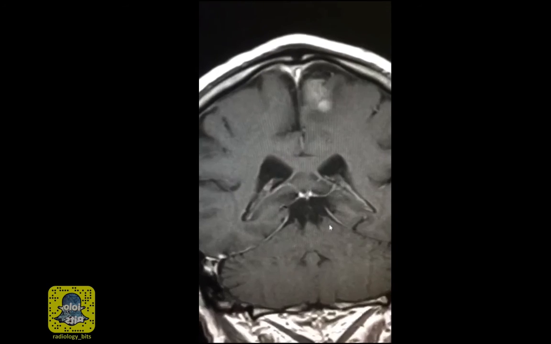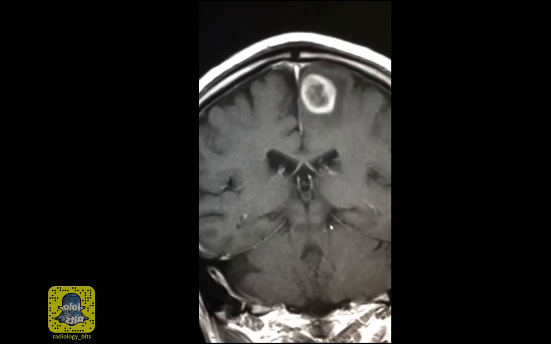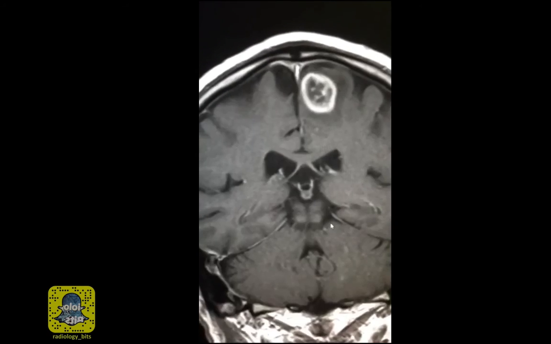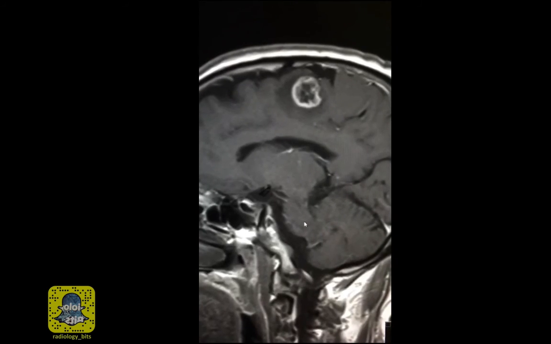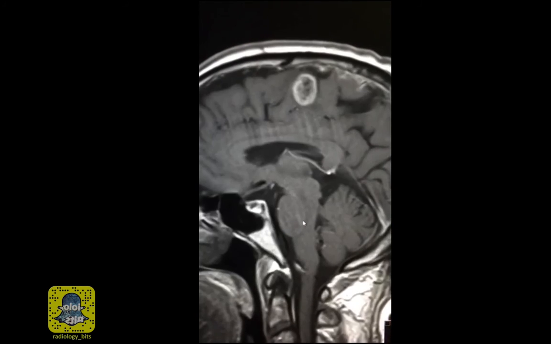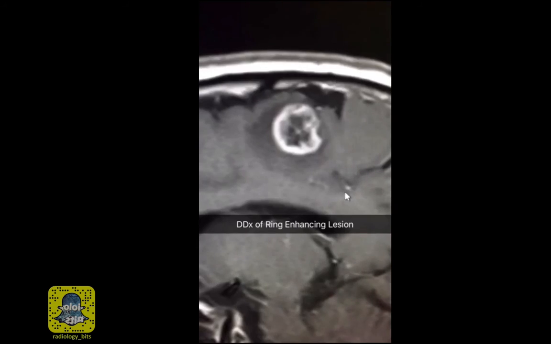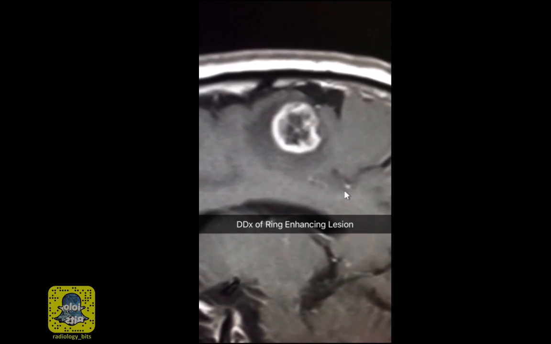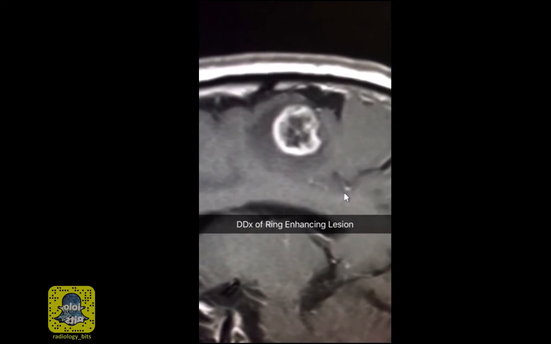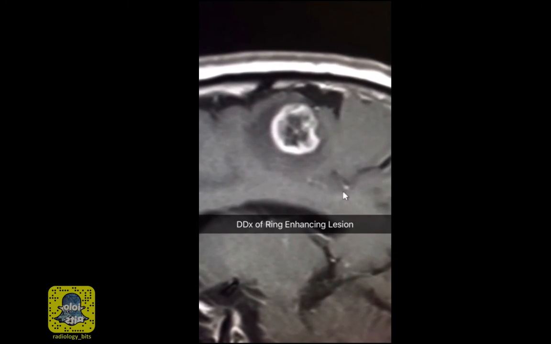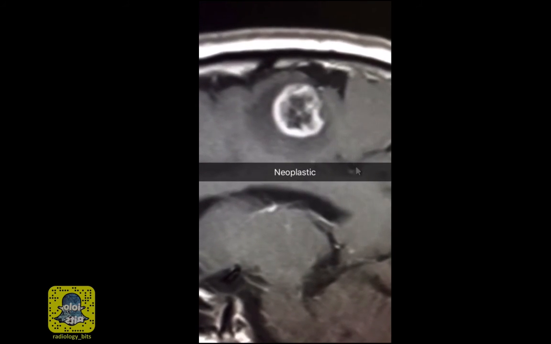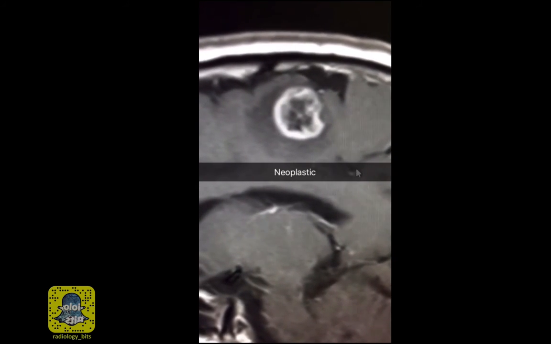Here's another look at the lesion on the coronal post-intravenous contrast acquisition and on the sagittal post-IV sequence as well. The main teaching point of today is to discuss the differential diagnosis of an intraaxial ring-enhancing lesion. The first category to consider is that of neoplastic processes.